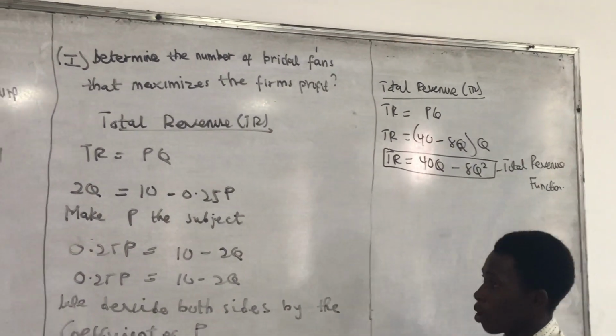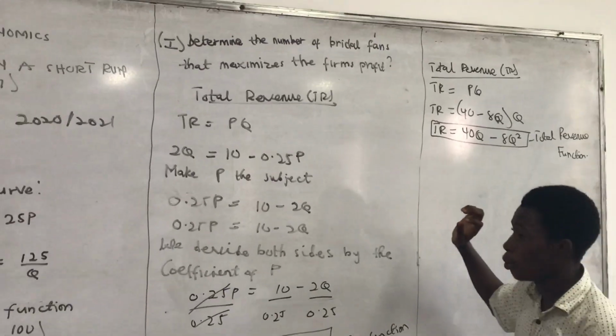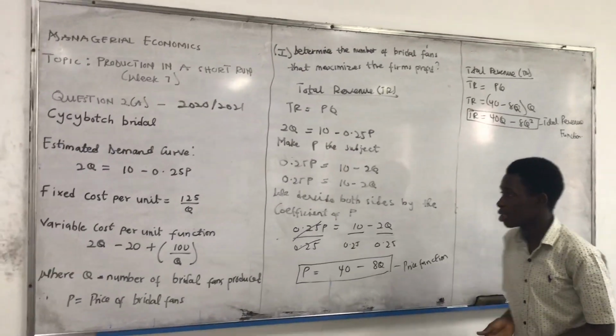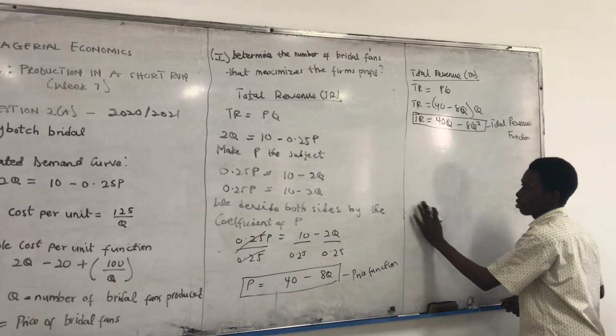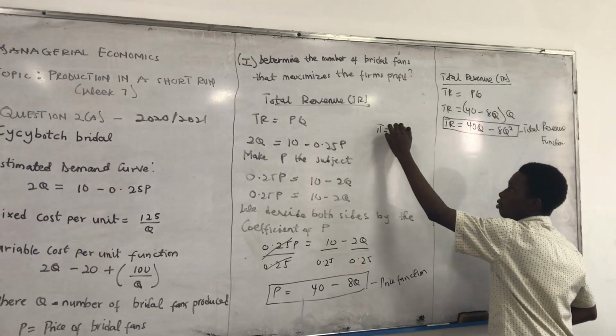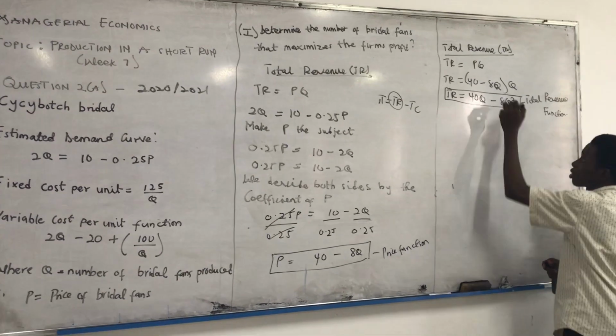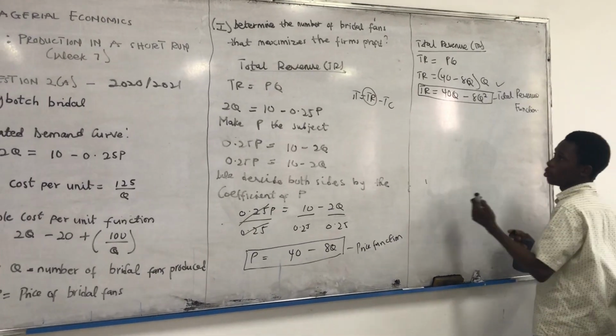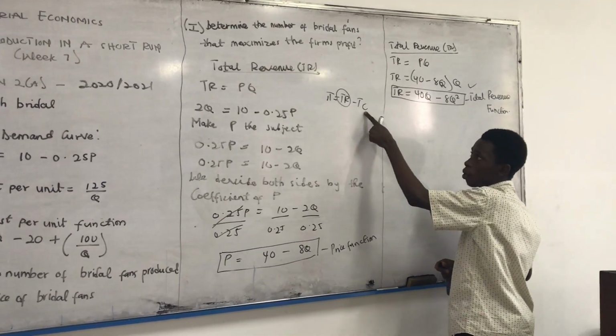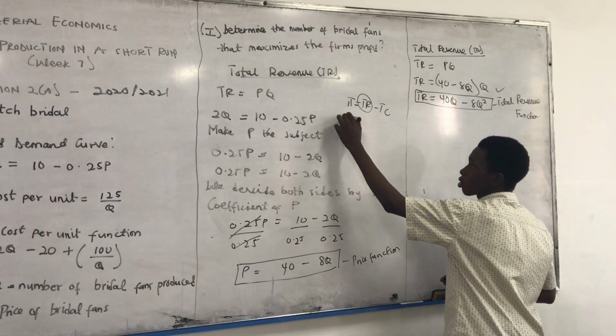Now, we are done with what? Our total revenue. We need to move on to what? Our total cost. Since we know profit is total revenue minus total cost. So when we are done with our total revenue, we move on to calculate or find what the total cost is. So now we know total cost.